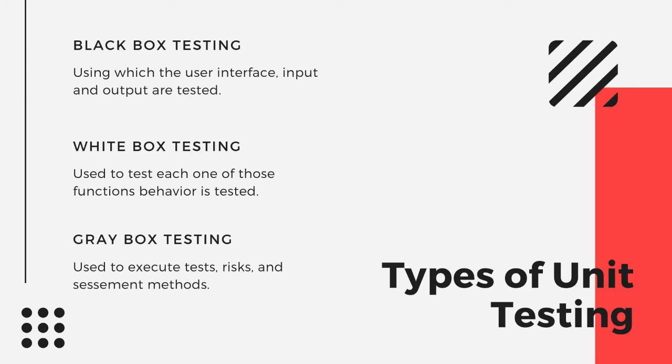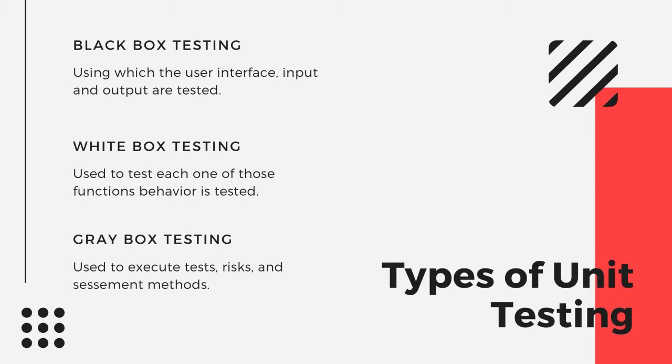Now let's move on to the types of unit testing. There are basically three types of unit testing. The first type is black box testing, using which the user interface, input and output are tested. Black box unit testing examines the functionality of an application without peering into its internal structures or workings, so without knowing the internal structure of the application.